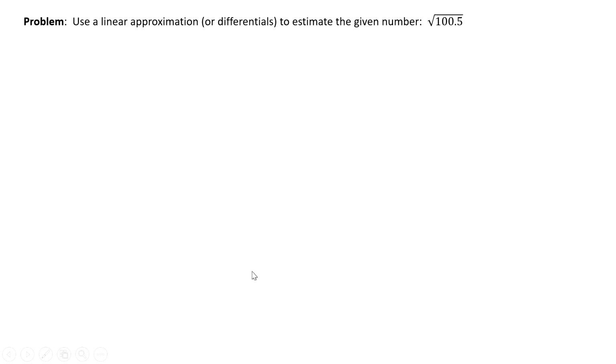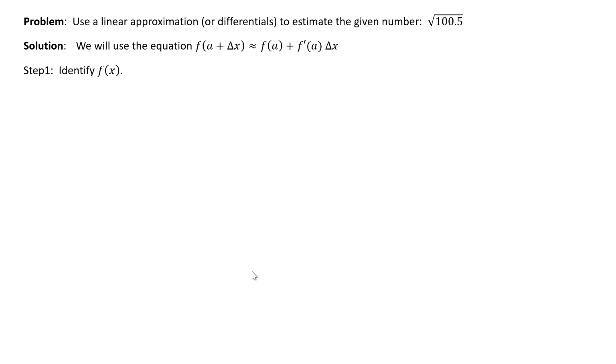Use a linear approximation to estimate the given number, square root of 100.5. Cool. Solution. What's the first step? Of course, we'll use this equation. Step 1, identify f of x. I'll let you tell me. Yep, you got it. So f of x should be square root of x. Because we need square root of 100.5, we'll say f of x is square root of x.